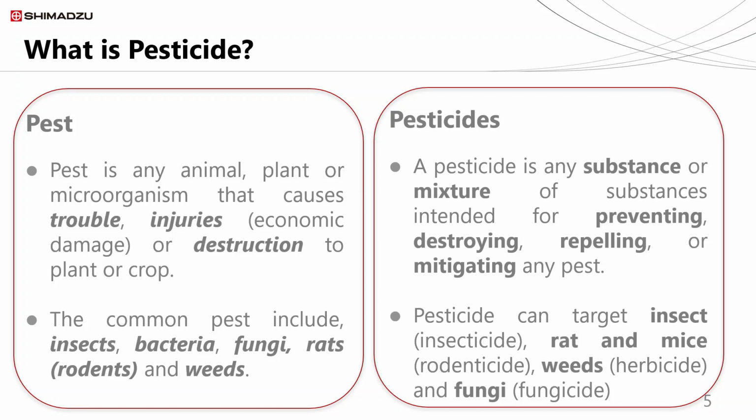So a pesticide can target either an insect, so we can call it an insecticide; rats or mice, so that category can be called a rodenticide; weeds, so we can call it a herbicide; and fungi, we can call it a fungicide.